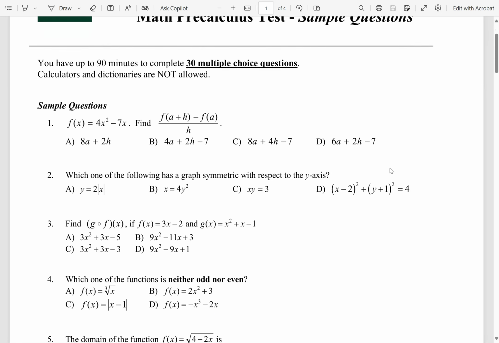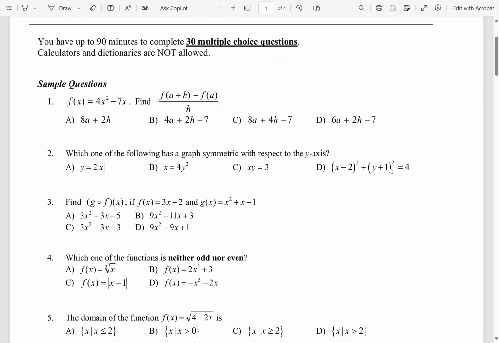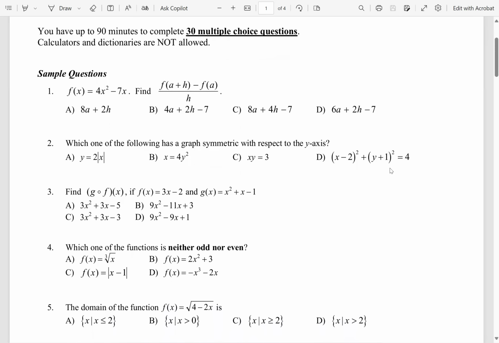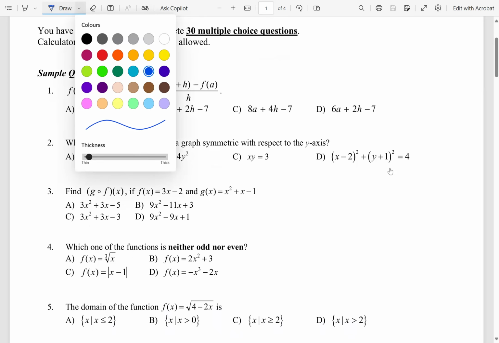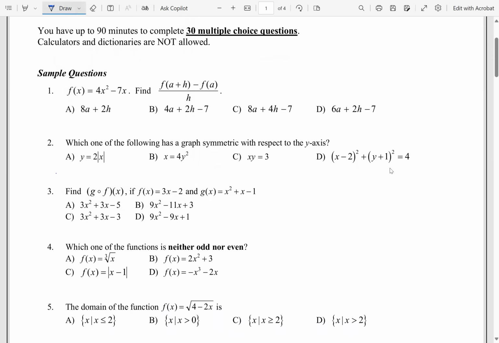Question number 1. f of x equals 4x squared minus 7. Find f of a plus h minus f of a, divided by h. In this famous expression, the difference quotient, you just substitute into the function given here: for x, substitute the value a plus h, then subtract f of a with x replaced by a, and then divide all the answer by h. You will get one of these results.